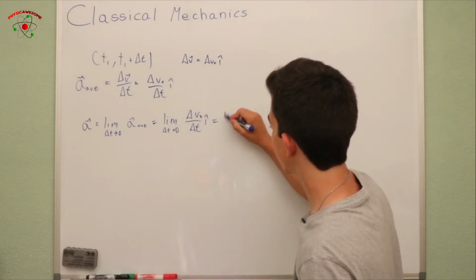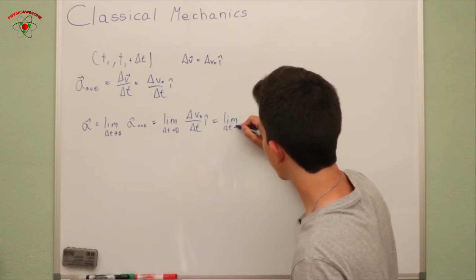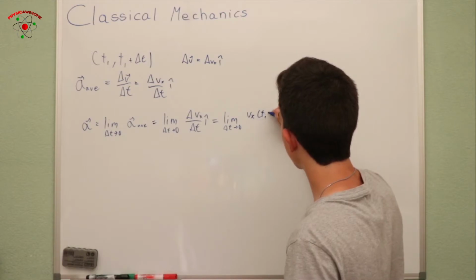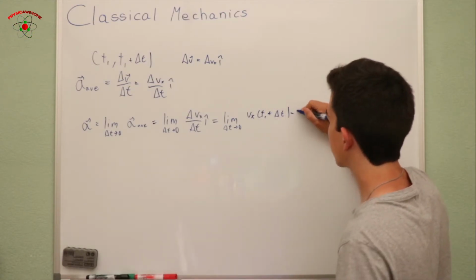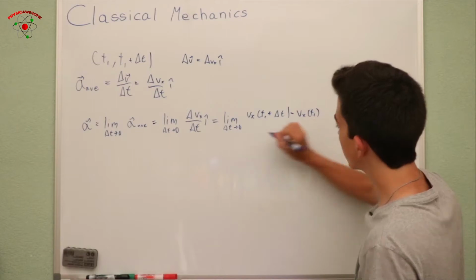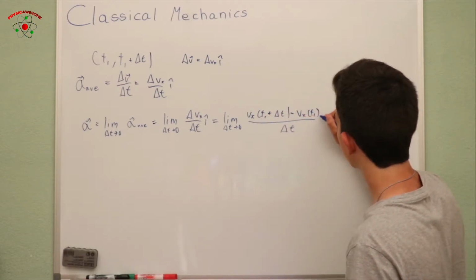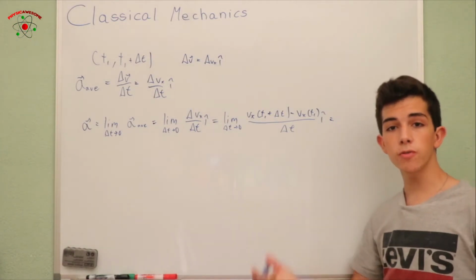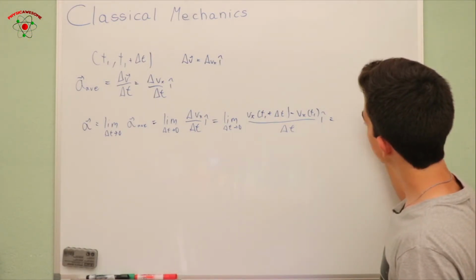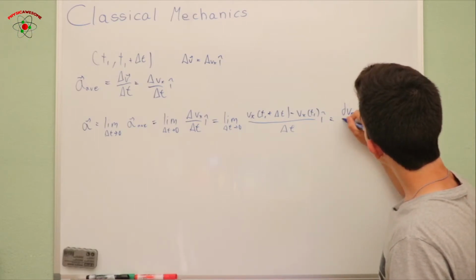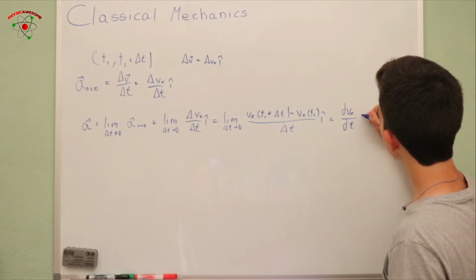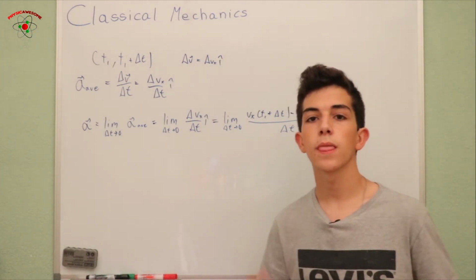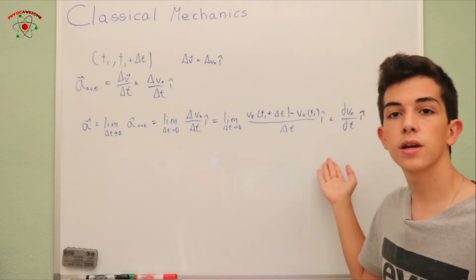Once again, if we expand this expression, we are going to have vx of t1 plus delta t minus vx of t1 over delta t in the i direction. This is going to be the definition of derivative. And therefore, this is going to be dvx dt in the i direction. So that's how we define acceleration.